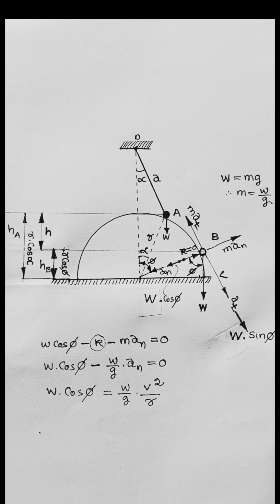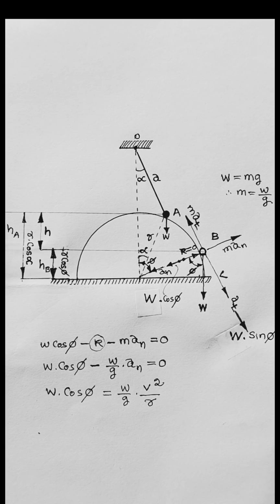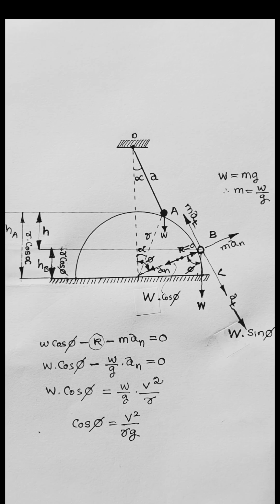w into cos pi equal to w by g into v square by r. In the right side of the equation, w is there. In the left side of the equation also w is there. Cancel w. Finally, we can get cos pi equal to v square by rg. By following dynamic equilibrium along normal acceleration, we have found cos pi as v square by rg.